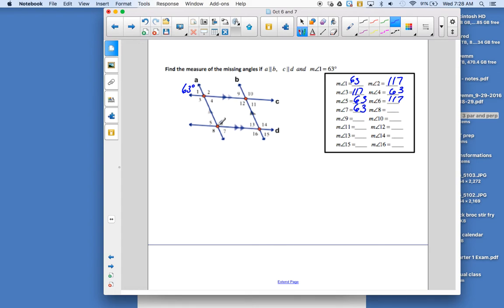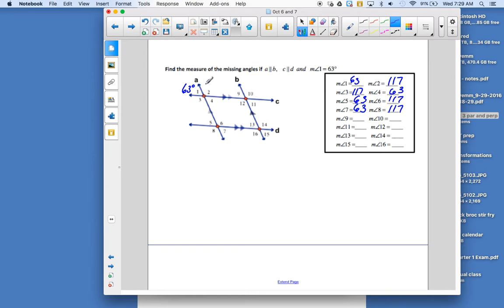And angle 8. Angle 8 corresponds with angle 3, so they would be the same. So if angle 3 is 117, angle 8 is 117. Let's see, now I need to move on. Maybe move on over to this group here.